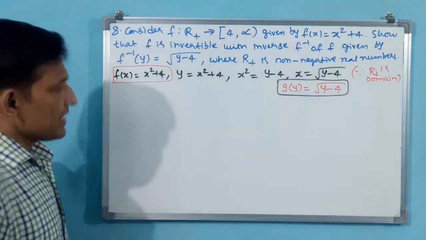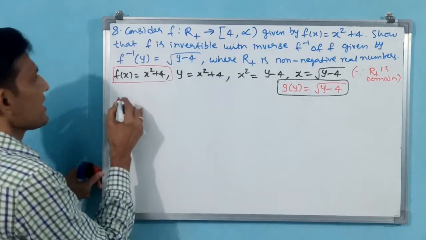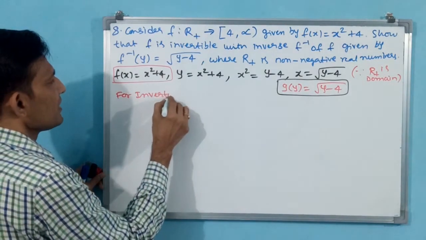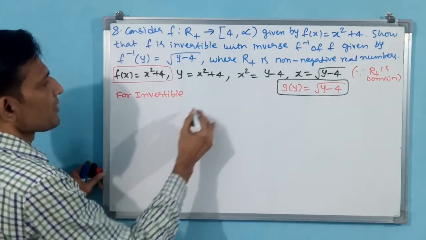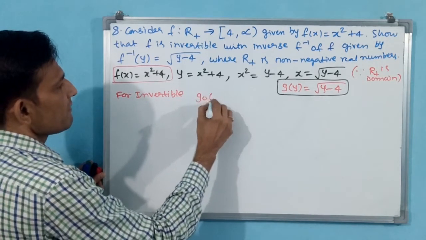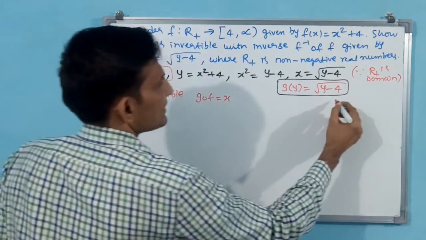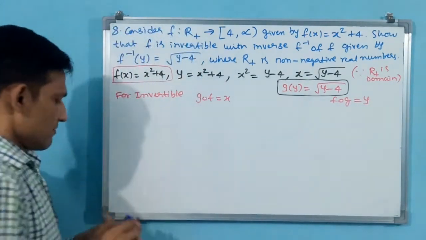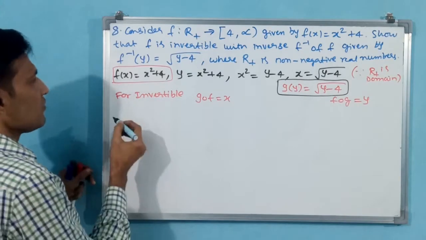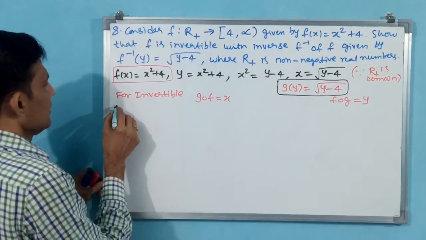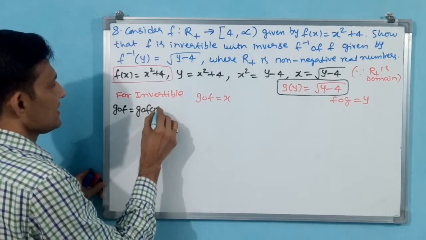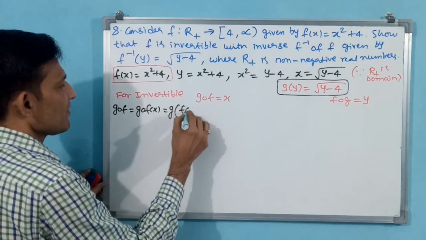Again you write that thing. What are you writing? For invertible, GOF should equal x and FOG should equal y. One by one I am doing here. GOF is equal to GOF of x, which is equal to G of f of x.